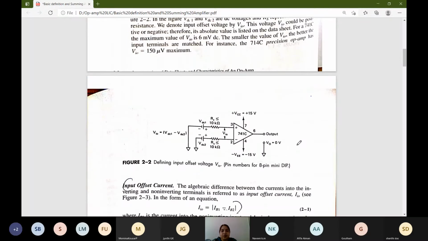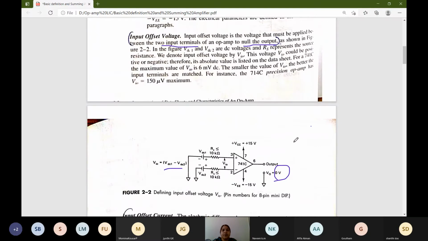So in the figure there is an op-amp. We have a μA741 op-amp where 3 and 2 are the input terminals and the resistors are 10 kilo ohm. Here we are giving two inputs, VDC1 and VDC2. Two inputs are given at the input to make the output 0. Some small voltage is given to make the output 0. The figure also represents the source resistance. We denote input offset voltage as VIO, the input offset voltage.